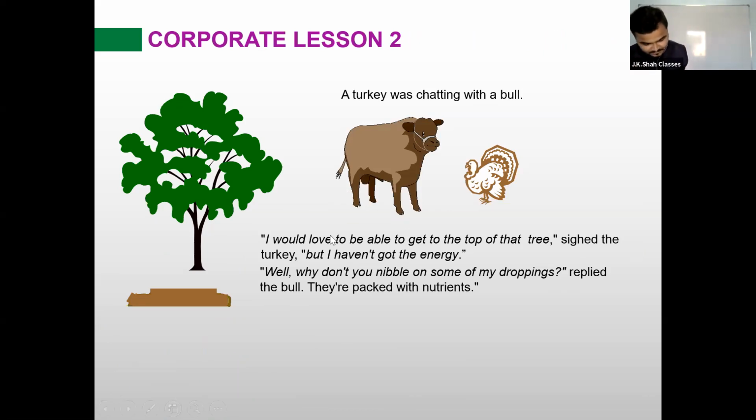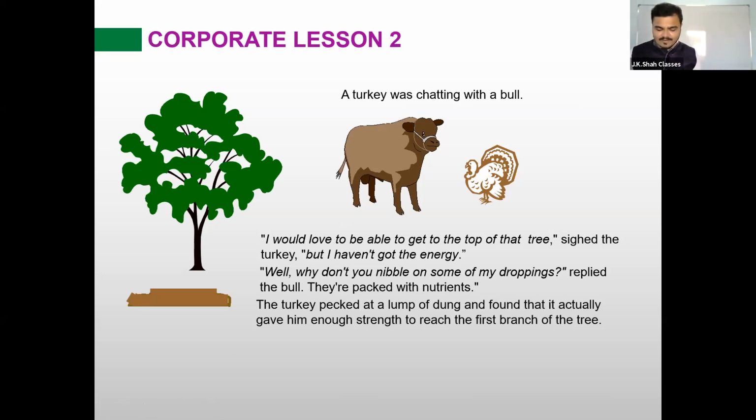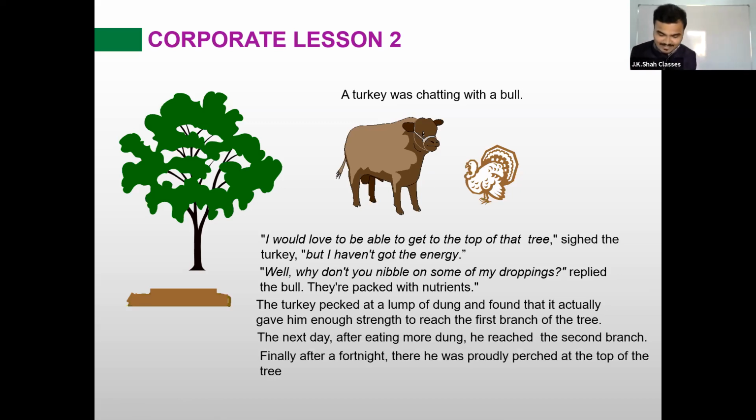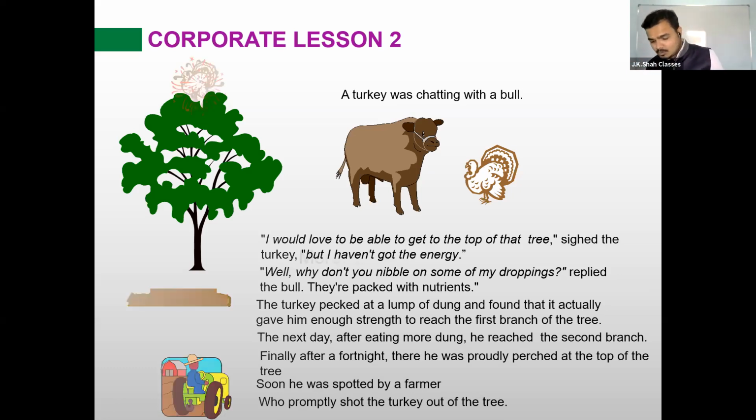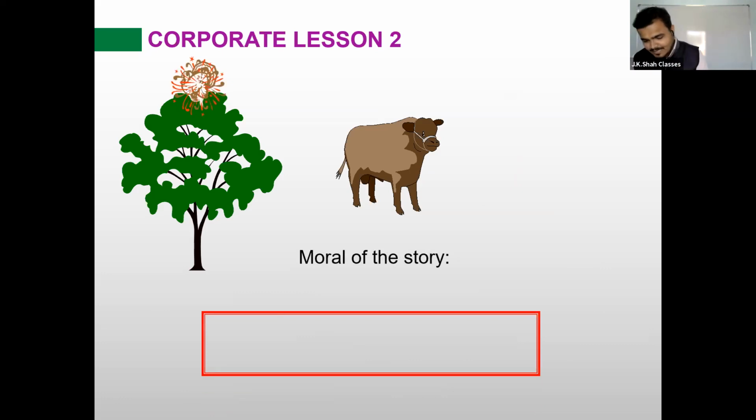Okay. Super. The turkey pecked at a lump of dung, people, and found it actually gave enough strength to reach the first branch of the tree. Next day, after eating a little bit more dung, he reached the second branch. So nice, sir. Finally, after a fortnight, at most 15 days, there he was proudly perched at the top of the tree, thinking, "Yo, this is my position." Soon, people, he was spotted by a farmer who promptly shot the turkey out of the tree. Understood? Yes.